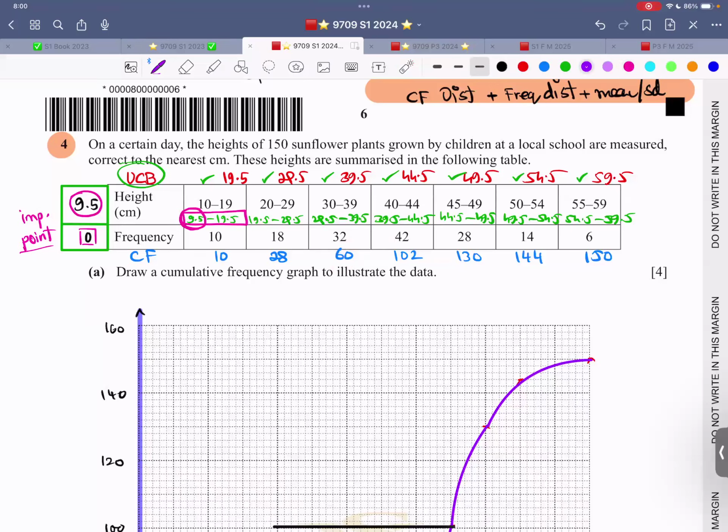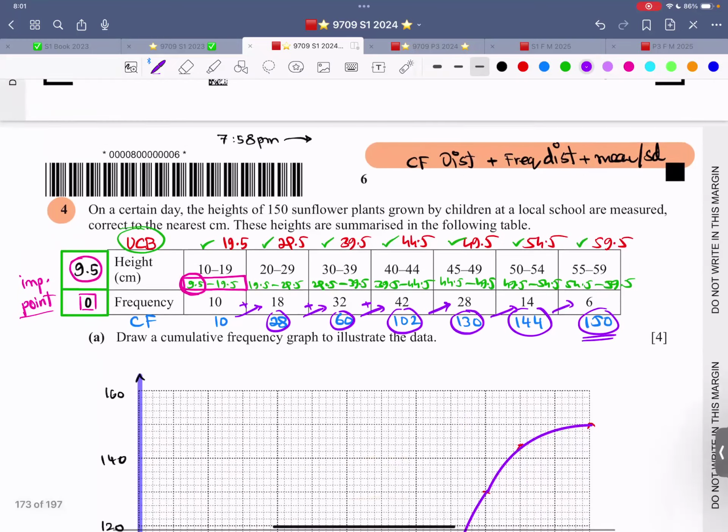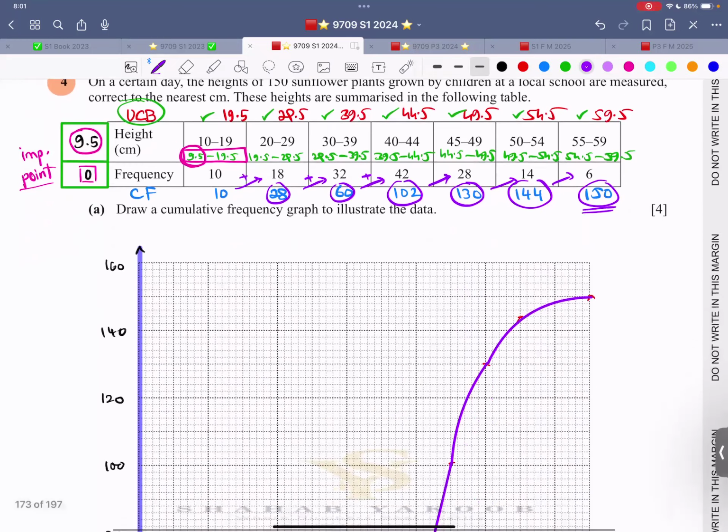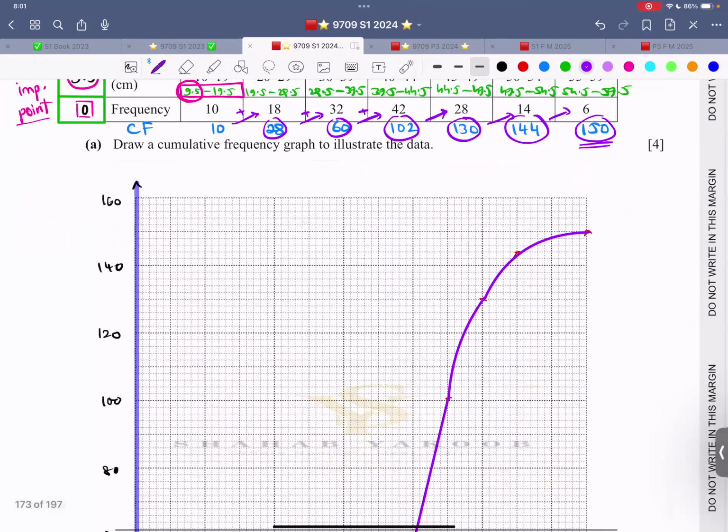So let me choose a purple marker. 10 plus 18 is this thing. 28 plus 32 is this thing. 60 plus 42 is this thing. 102 plus 28 is this thing. 130 plus 14 is 144. 144 plus 6 is 150. This 150 should correspond with this one. That's a hard and fast rule. And then you plot the graph.